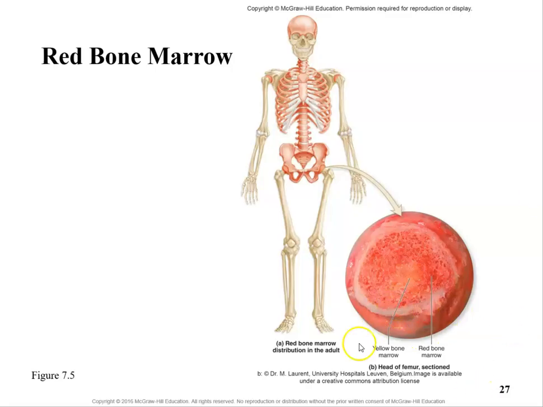And this is showing you an image of the head of a femur. If you cut it in half, so down that way, and looked inside of it, you would see red bone marrow on the outside and then yellow bone marrow on the inside.